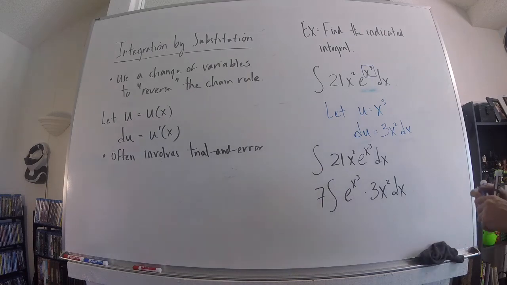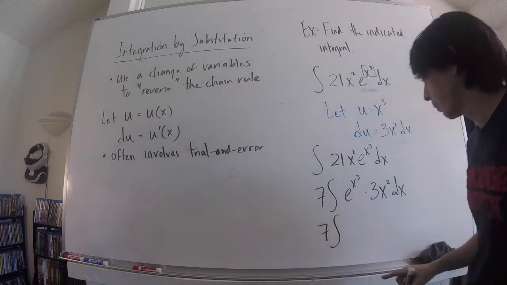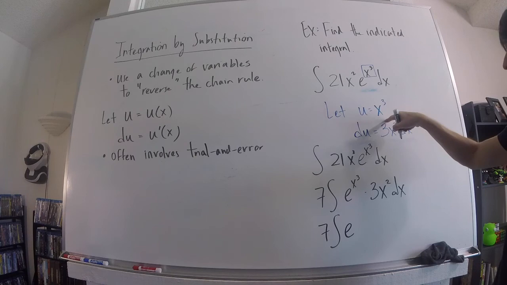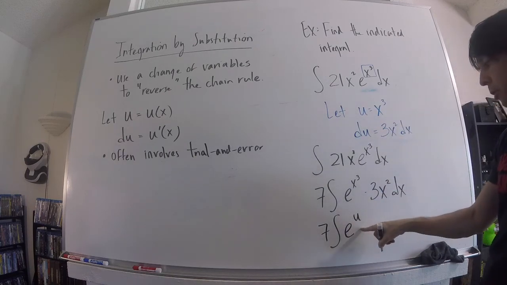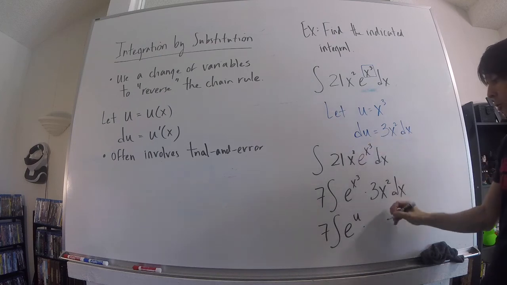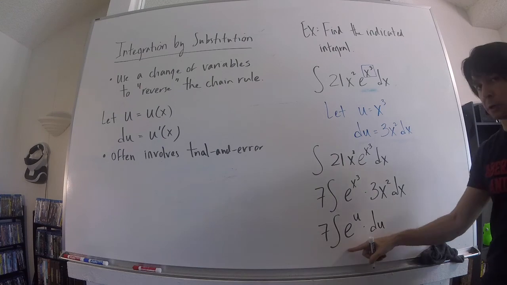Okay, then the 7 is going to stay. The e to the x cubed is going to be rewritten in terms of u. u is equal to x cubed, so that's going to be a nice clean e to the u. This whole 3x squared dx right here is equal to du. So you need to rewrite your dx in terms of du. You need to have an integral that's just in u.